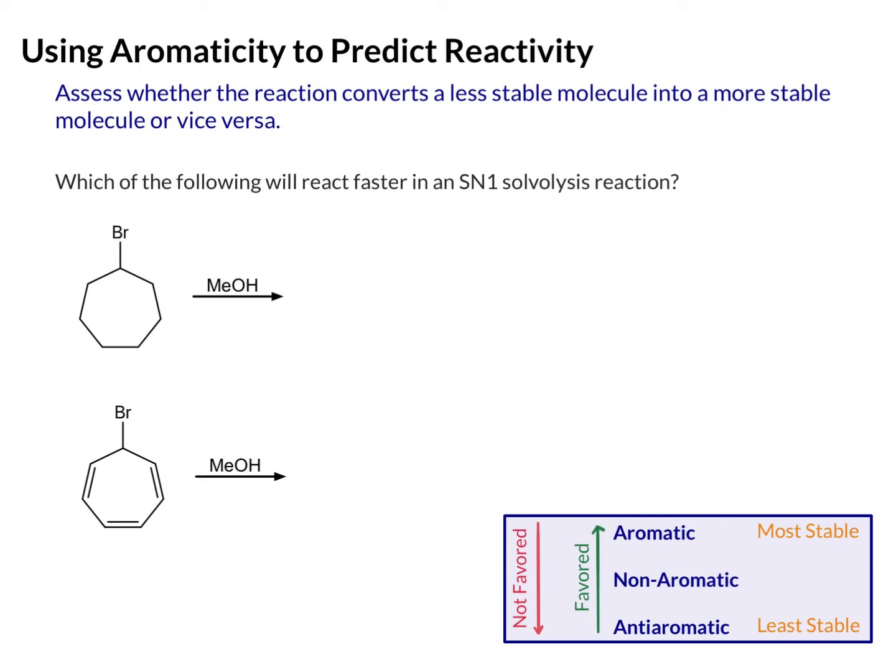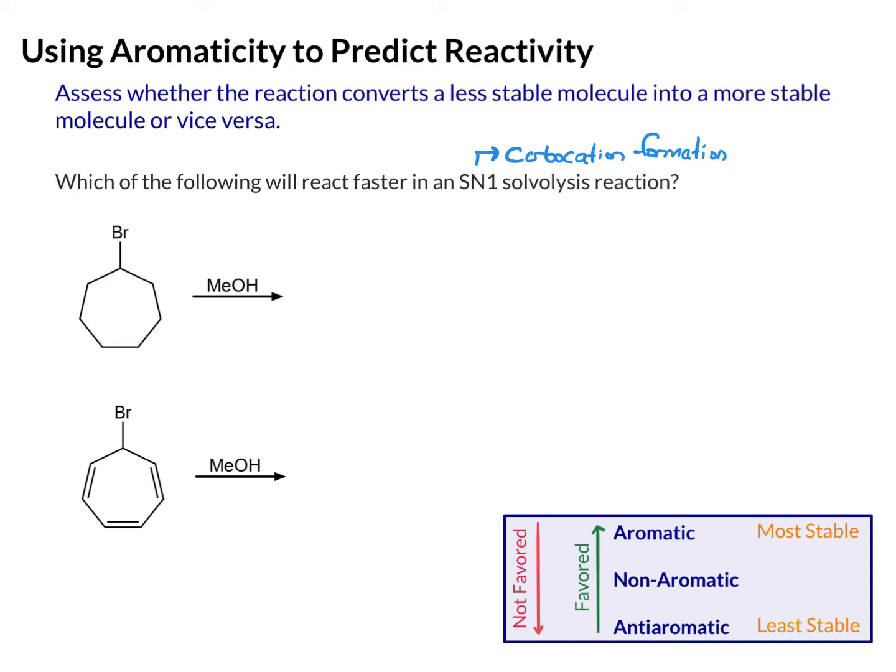Here we can use our understanding of aromaticity to predict the relative reactivity of two compounds. So in this case we have two organobromides, and the question asks which of the following will react faster in an SN1 solvolysis reaction. So remember, that is carbocation formation. So that's our rate determining step.